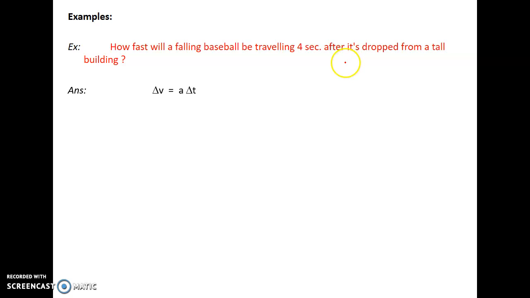Okay? The answer, delta V, the change in velocity, is acceleration times time. In this case, the acceleration is the acceleration of gravity. So that's 10 meters per second per second. The time is 4 seconds. And that means that it gains 10 meters per second each second. So it goes to 10, 20, 30, 40. So the answer is going to be 40 meters per second.